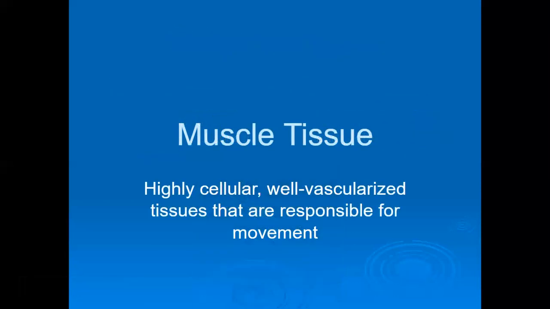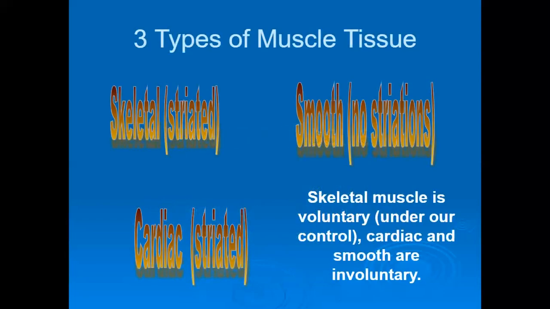And then that brings us to our final topic for today, which is muscle tissue. Muscle tissue is highly cellular, very vascularized. And that's important because we need to be able to get oxygen to our muscles and pick up waste and bring it away. So, muscle tissue is responsible for all of our movement. Without muscle tissue, you couldn't move. So, we have three types.